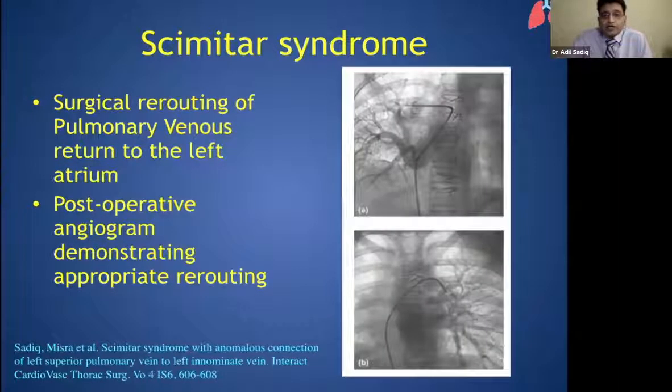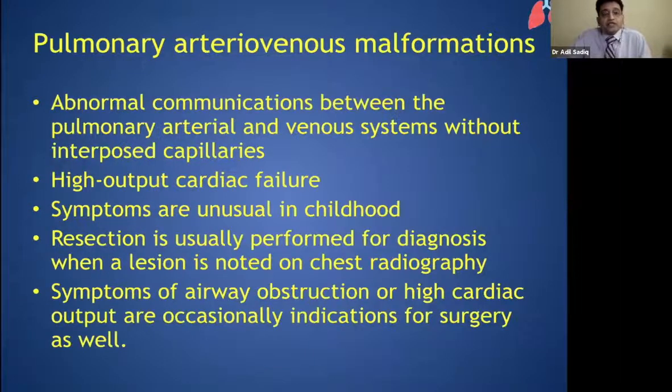All this was operated just by rerouting. The lung on that side was quite good, although it was hypoplastic, and nothing really needed to be done. So this is one of the examples where just a cardiac rerouting was required, and the lung pathology did not require any other treatment. So let's go on to the next vascular malformation.